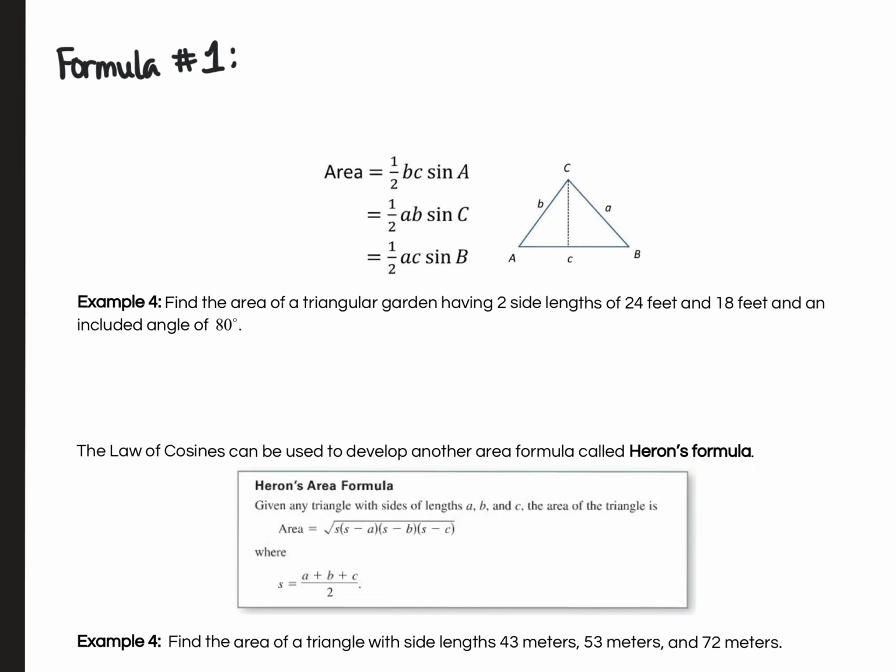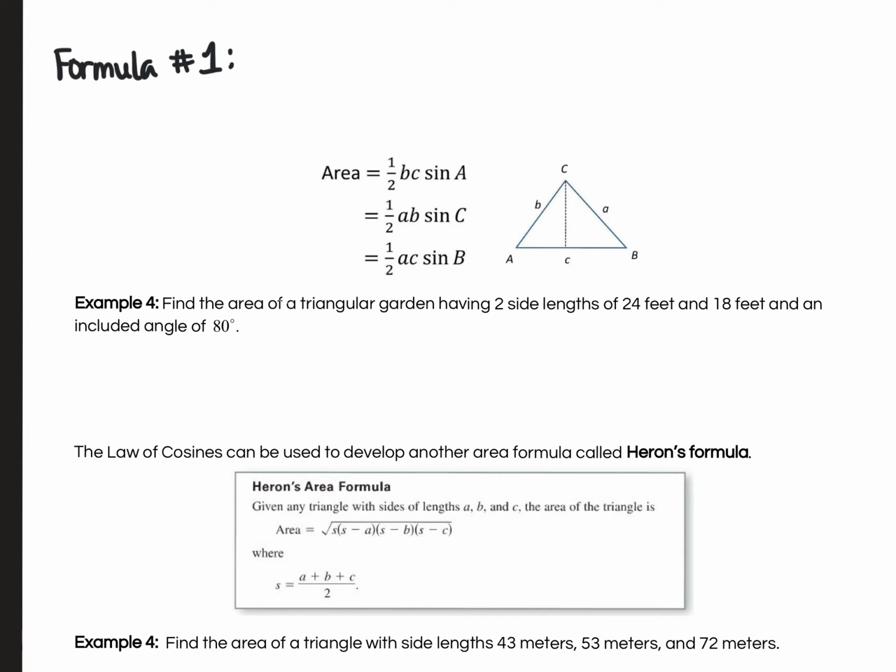The first, we'll just call Formula 1 for now, says find the area of a triangle, but here's how we do it. If we don't know the height, so in our triangle, this dashed line here, it's unknown to us. But say we knew some combination of two sides and an angle. In this case, say we know side B, side C, and angle A.